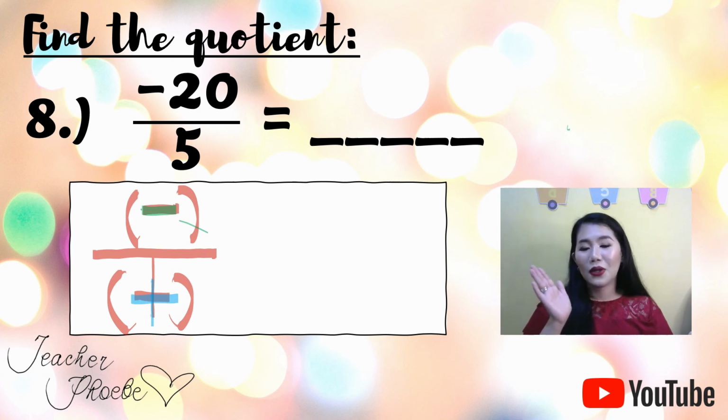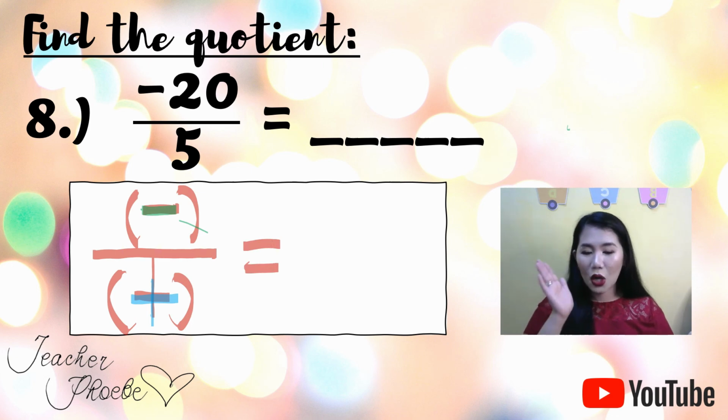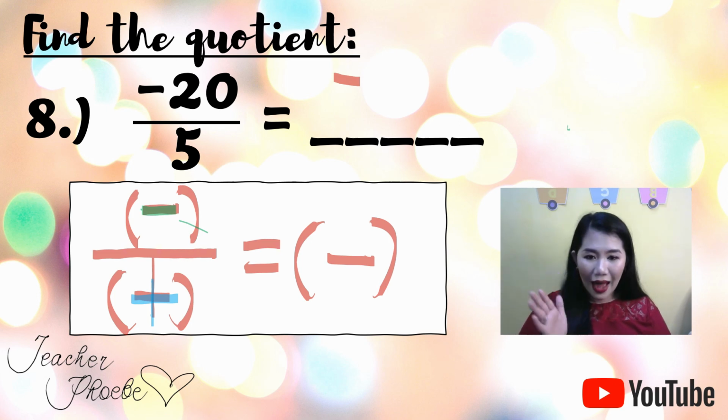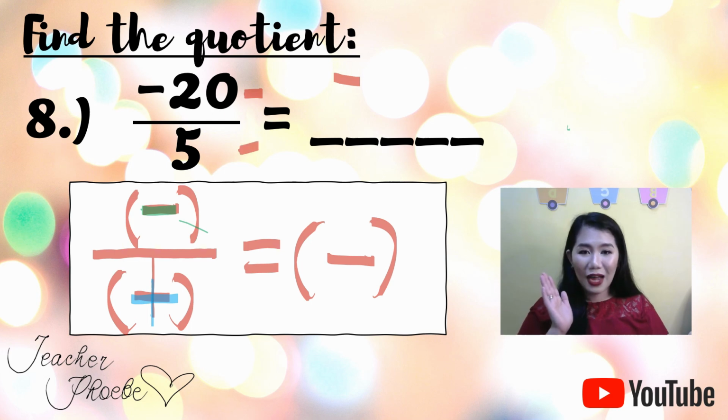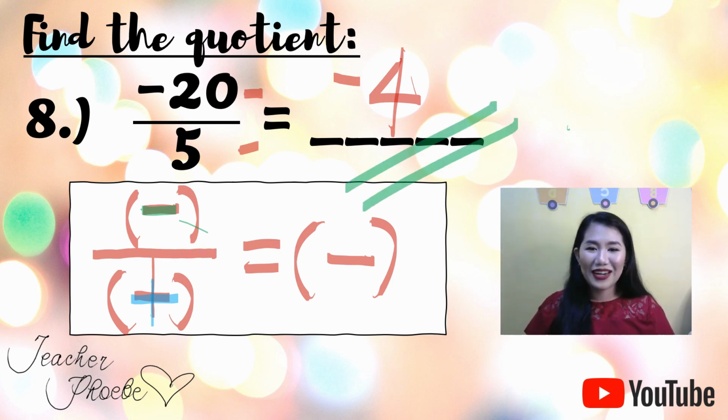Alright? So, ano daw ang sabi sa sagot natin? The answer to this is automatic negative kaagad. So, ilagay mo na dun sa blank, negative. And then, after that, you proceed to division na. You divide 20 by 5. What's the answer? Correct, 4. So, therefore, your final answer for number 8 is negative 4.